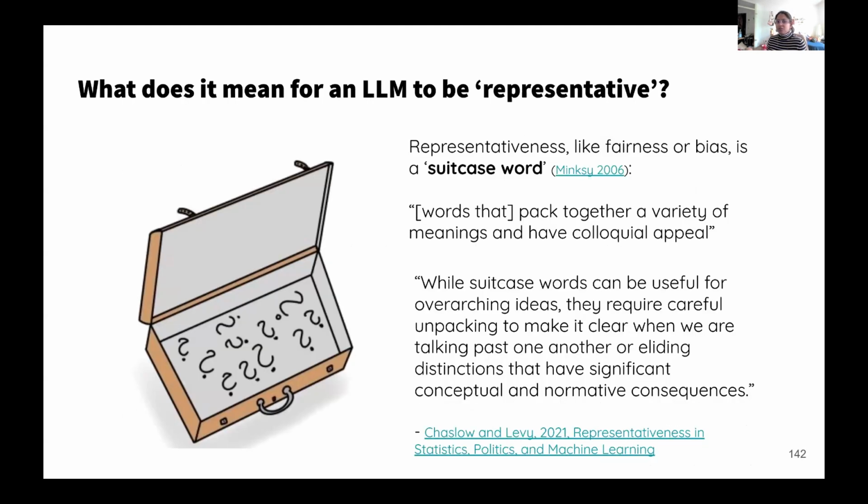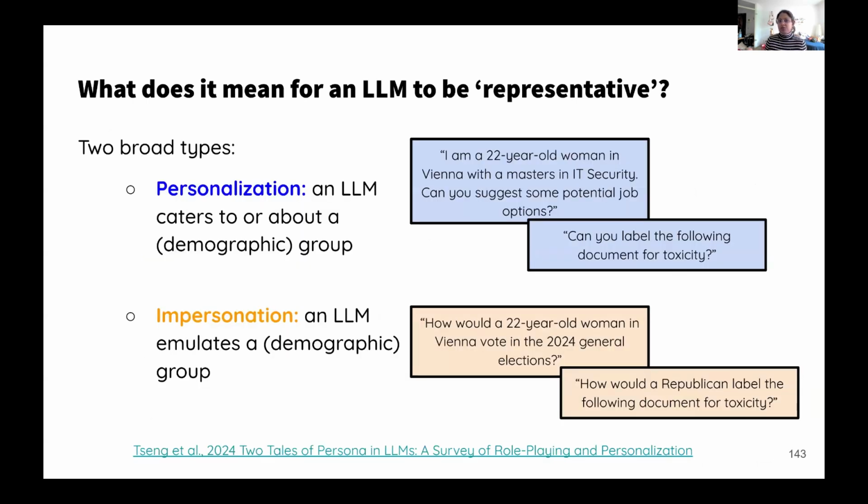And so representativeness can mean a lot of different things. Representativeness is described as a suitcase word that needs to be unpacked. And we specifically talk about two types of representativeness, one of which is personalization, which is whether an LLM can cater to a particular demographic group. So, for example, giving advice to people of different demographic groups, or impersonation or simulation, right? Whether it can emulate a particular group or not.